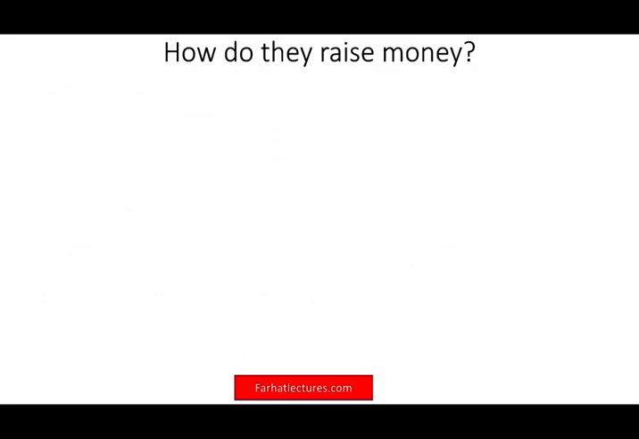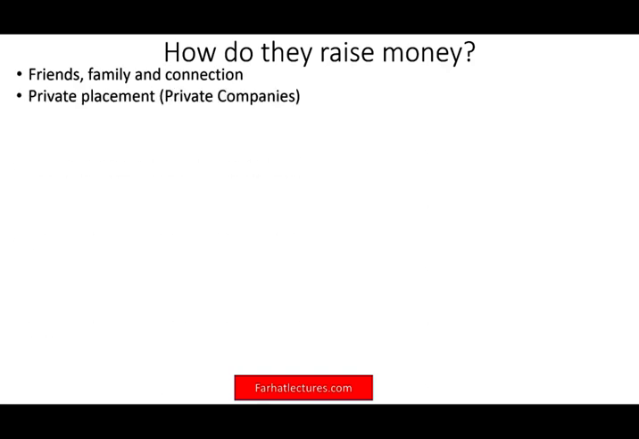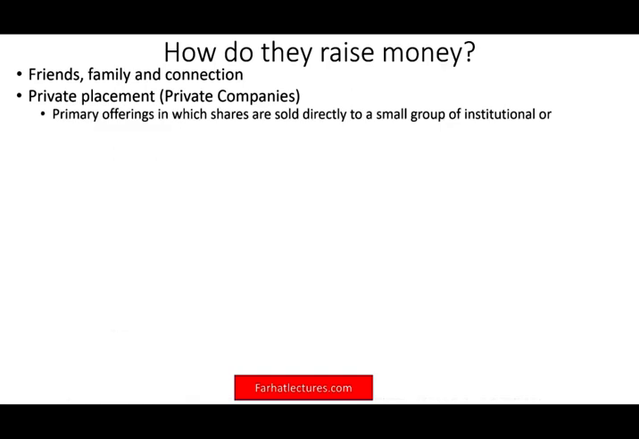How do these private companies raise money? As I told you, you could use friends, family, connections, but usually they are allowed to do what's called a private placement. Private placement is basically selling, quote unquote, to the public. You could have what's called a primary offering, in which shares are sold directly to a small group of institutional investors. You have to understand, you cannot sell it to anyone. You have to sell it to a group called institutional investors, which means they know what's going on. It means they can protect their interests. They understand the business.